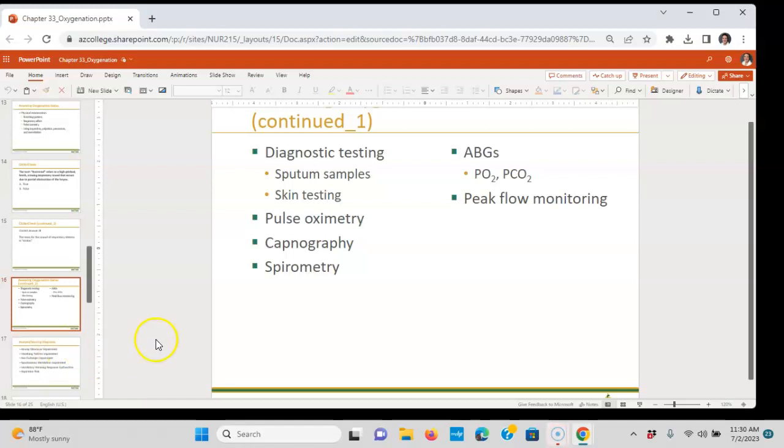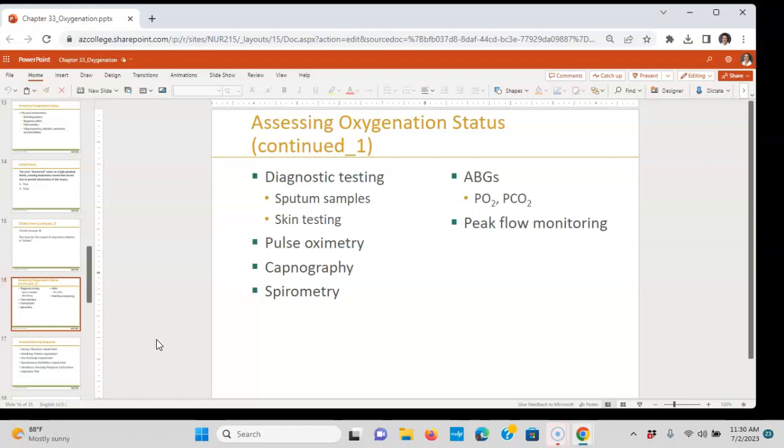So again, some of the diagnostic testing that you would see: sputum sample, skin testing for TB, pulse ox, capnography, spirometry, ABGs, and peak flow monitoring. So on your ABGs, you want to look for your PO2 versus your PCO2. Your PCO2 should be between 35 and 45, 45 being acidotic, 35 being alkalotic. So you switch those numbers around.